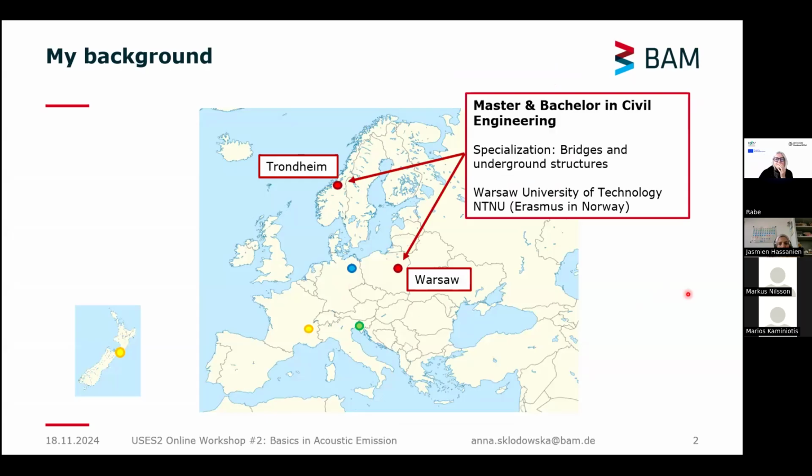As Odile said, I did my master in civil engineering, specializing in bridges and underground structures. During my master degree, I spent a year in Norway, in Trondheim, at NTNU, where I wrote my master thesis on a tunnel construction site, which was quite interesting. I defended back in Poland. I worked for a bit both on the construction side and in a design office, but it wasn't really my cup of tea.